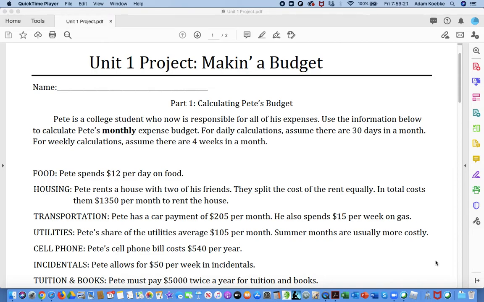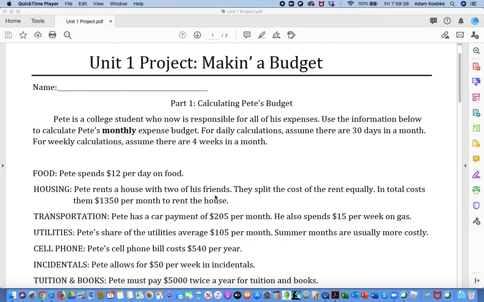Video is about the Unit 1 project. So in Unit 1, we talked a lot about applications of arithmetic. One of the things that we discussed early was cash flow. And those are going to be the important things that we're going to look at in Unit 1's project.